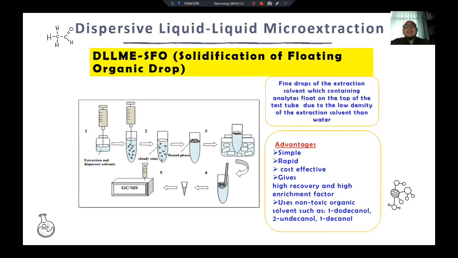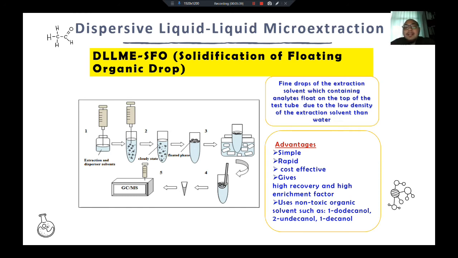Alright, here is the other DLLME that I talked to you about, which is the DLLME SFO, or solidification of floating organic drop. Okay, DLLME SFO, solidification of floating organic drop. Okay, kalau dekat sini beza dia adalah extractant solvent kita tu kita guna lower density than the sample. Okay, lower density than the sample.